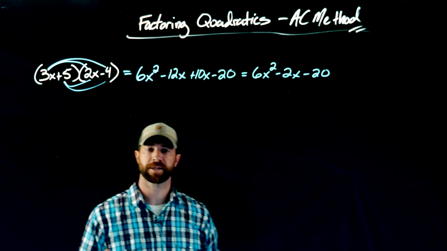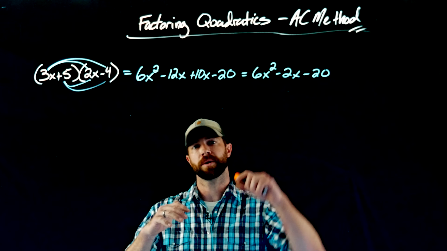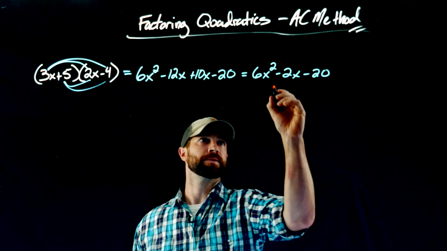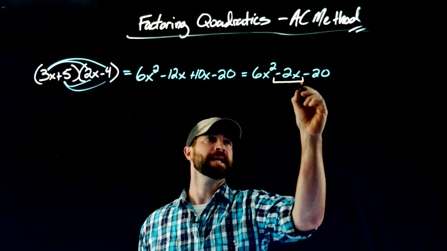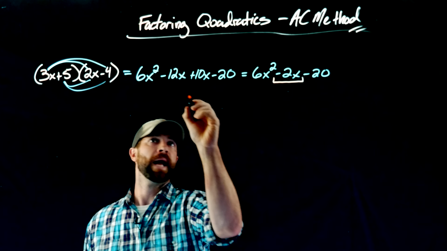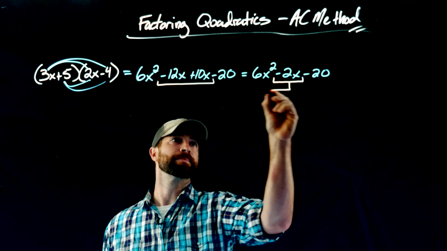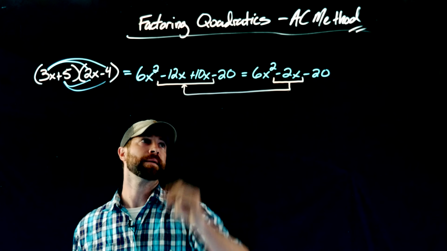All right, so let's talk about what the AC method is. As with all methods of factoring quadratics, the AC method is about going backwards with the multiplication. What the AC method is going to do is take this middle term right here and rewrite it as the two terms it was before it was simplified. That's the way I think about it.